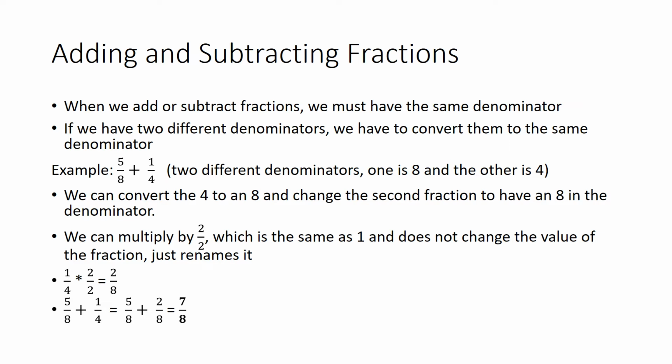So if we multiply 1/4 times 2 over 2, which is the same as multiplying times 1, we get the same result, same number, except instead of 4ths, it's now 8ths. 1 times 2 is 2. 4 times 2 is 8. So now I can add that 5/8 with 1/4. I rewrite it as 5/8 plus 2/8, which is the same as 1/4, and that's 7/8.